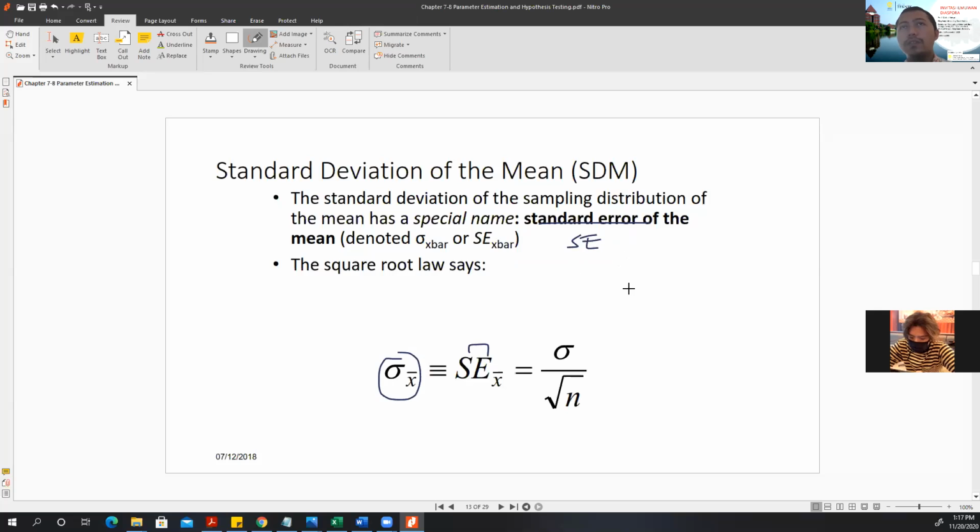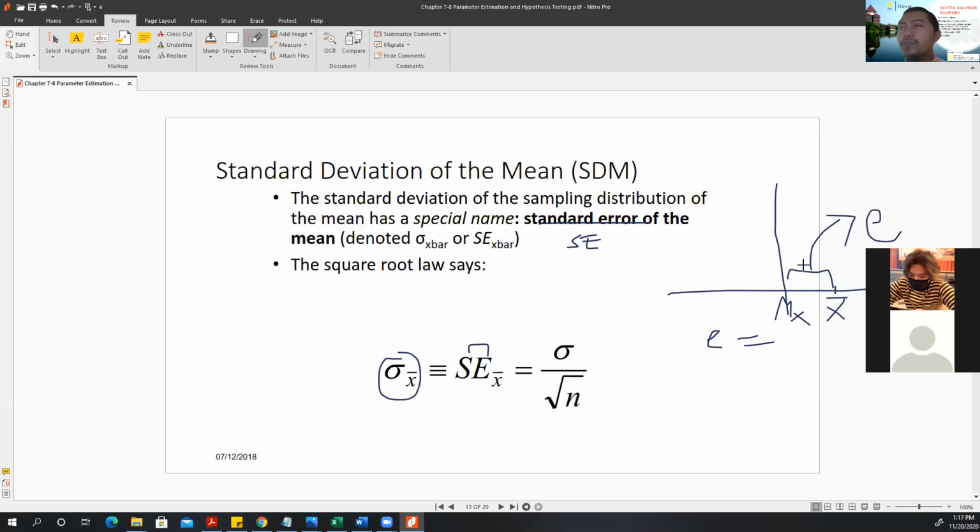Standard error. Why can we call it an error? Because the error is the gap between mu x and the x bar. This is the error. So standard error also represents how close the sample average is to the population mean, something like that.